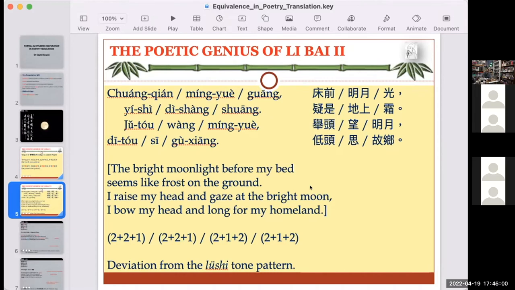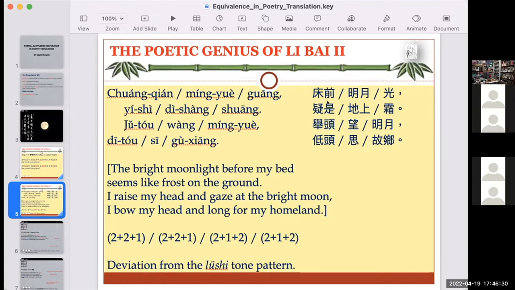2-2-1. Okay. Of course, some people, when they read this Wu Yanshi, may divide it into 2 and 3 or 3 and 2. Okay, but it's up to you. It's up to you. But usually it's 2-2-1. And here, this is my own scansion of the poem. I divided it into dissyllabic units.